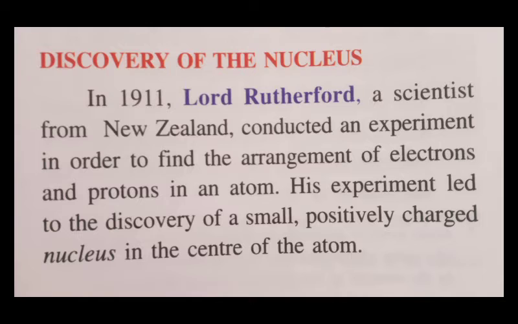Till now, electrons are discovered, protons are discovered, right? These two subatomic particles of atoms are discovered, and we were having a model of an atom that was called the plum pudding model that was given by J.J. Thomson. But that model was not correct, right?